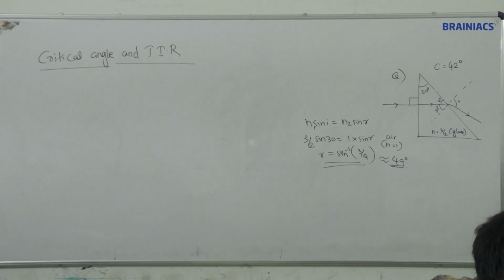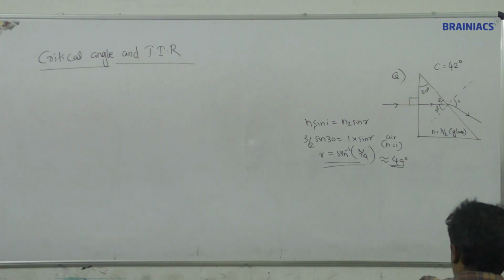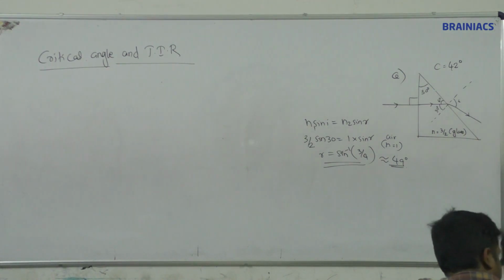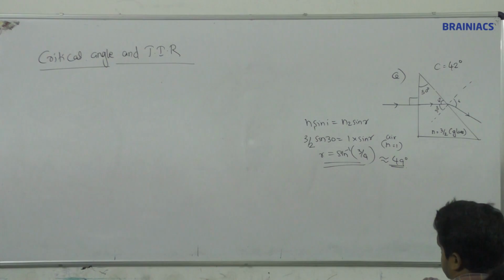Refractive index by using the critical angle. Sin c is equal to 1/n. Refractive index, angle 42 degree. So sin 42, 1 by sin.